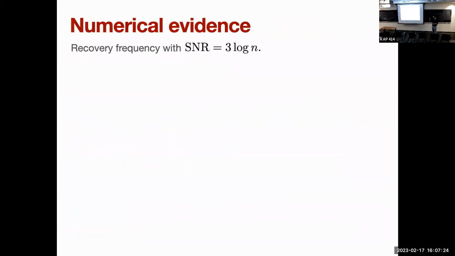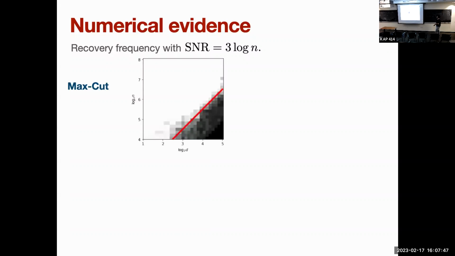So let me start with the numerical evidence. What we did here was we took a bunch of different parameters of d and n, and for each configuration of d and n, we drew a bunch of different problems, tried to recover, and saw how many of them we could recover. We always set the SNR to be 3 log n, meaning that there is separation and we can achieve perfect error. So here I have the max cut formulation trying to solve a bunch of different problems.